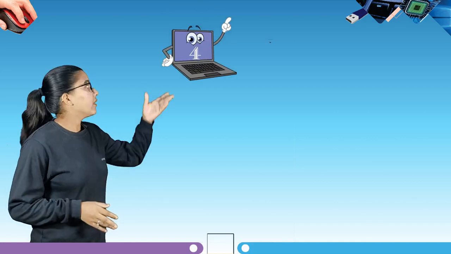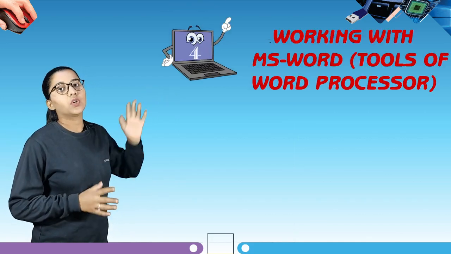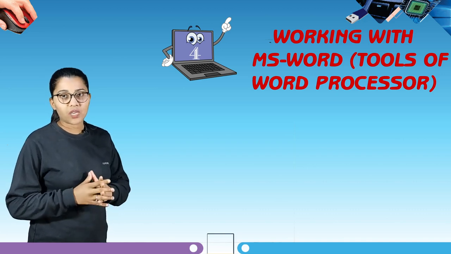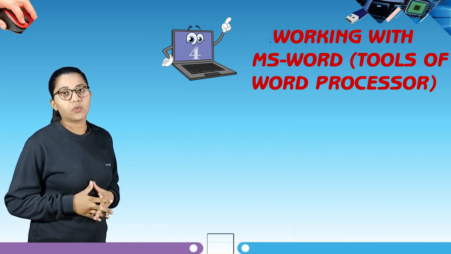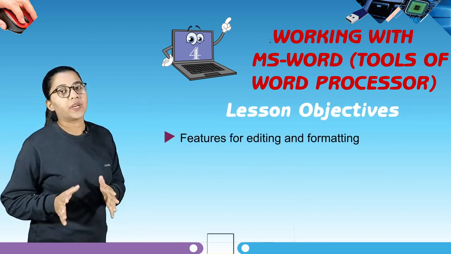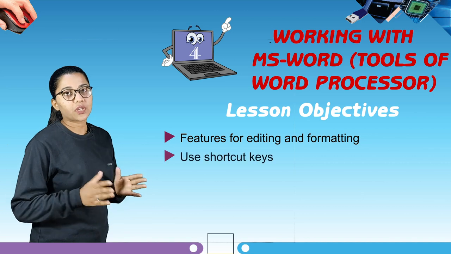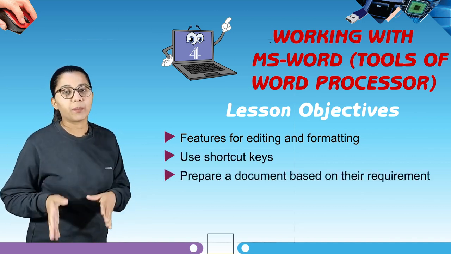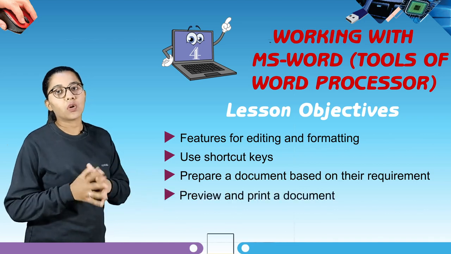So let's start with our fourth chapter, that is working with MS Word, tools of word processor. So students, before we start our chapter, let's have a quick look at some lesson objectives. Features for editing and formatting, use shortcut keys, prepare a document based on their requirement, preview and print a document.